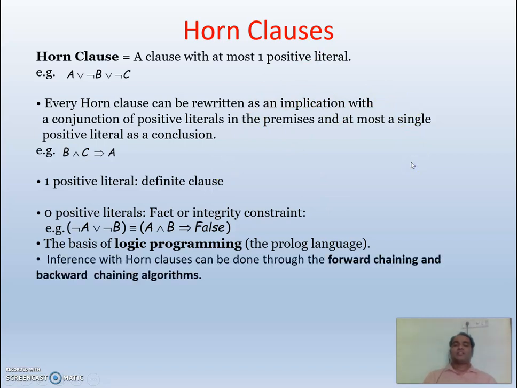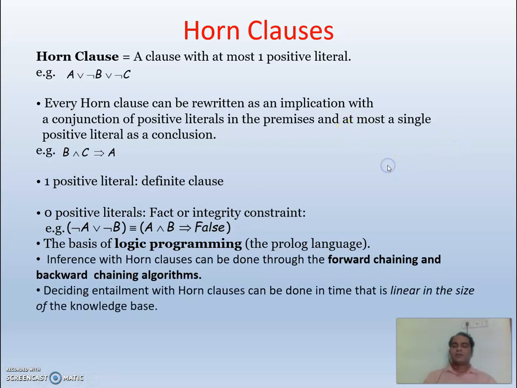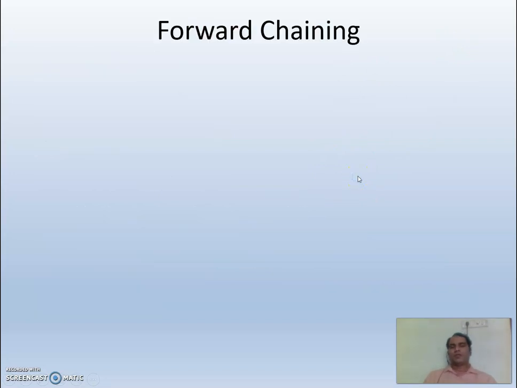Inference with Horn classes can be done through the forward chaining and backward chaining algorithms. Deciding entailment with Horn classes can be done in time that is linear in the size of the knowledge base. So it would depend on the size of the knowledge base. If there are n sentences, then O of n may be the size, linear in size. So what is forward chaining?